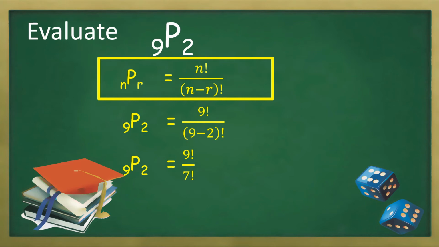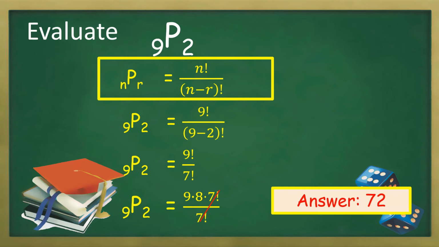Then on my previous video, we discussed recurrence relation. So we're going to expand 9 factorial up to 7 factorial. That will give us 9 times 8 times 7 factorial over 7 factorial. So we do this so that we can cancel 7 factorial on the numerator and 7 factorial on the denominator. And that will leave us with 9 times 8, which is equal to 72.